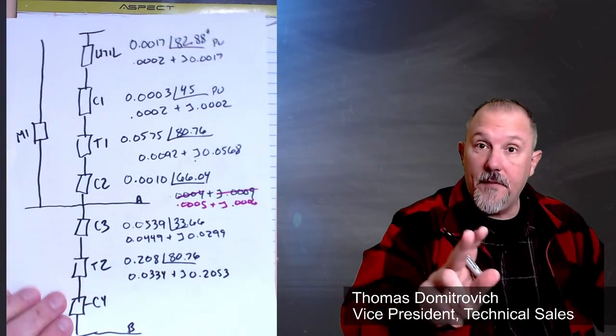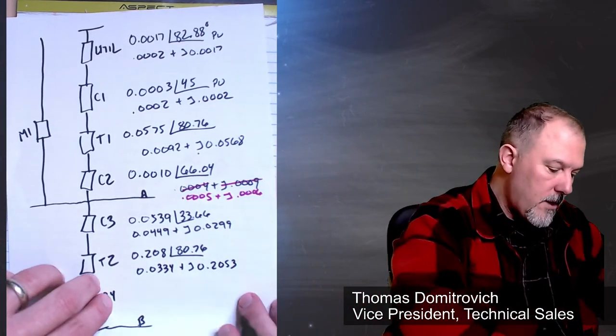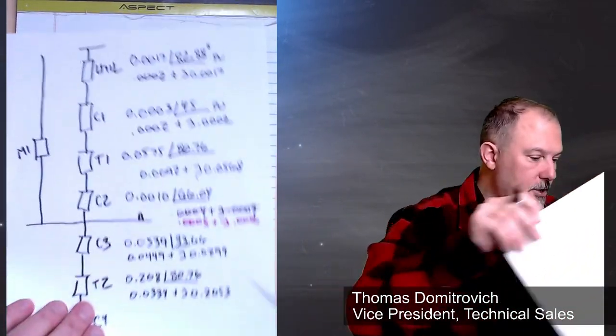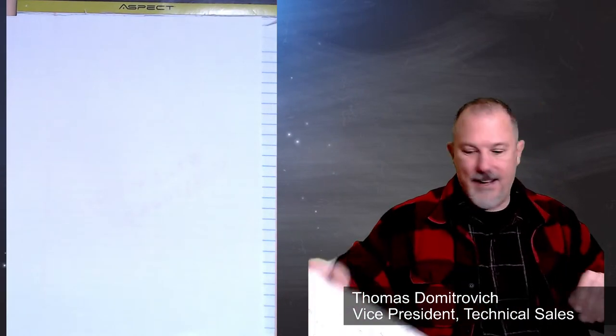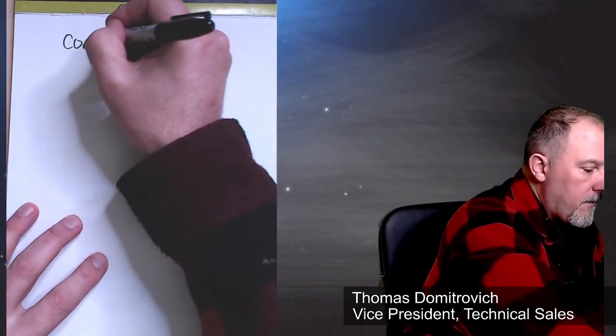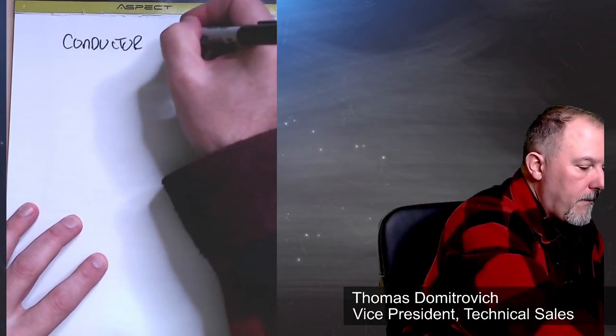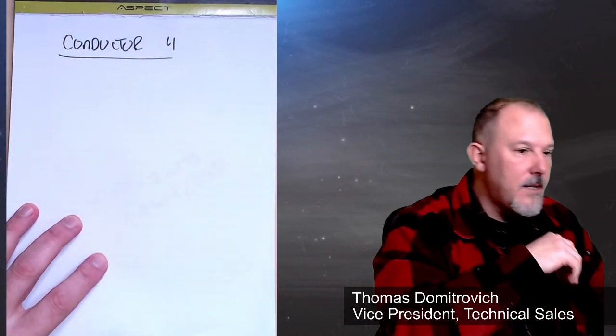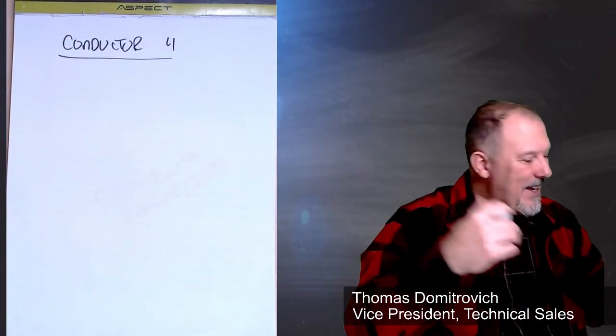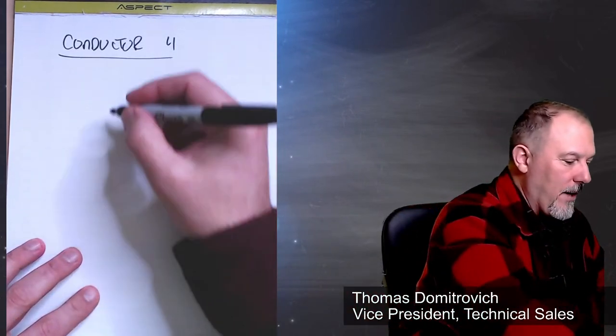C4, not the explosive. All right, conductor 4. My impedance diagram is coming along great. What time is it? 6:45. Man, we're going to get this done in 2 hours, hopefully.